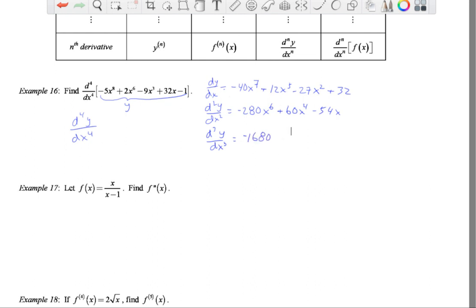Negative 1680x to the 5th plus 240x cubed minus 54. And now we're getting to what we're actually asked for, the fourth derivative. And that will give us negative 8400x to the 4th plus 720x squared. And again, the derivative of that constant is 0.